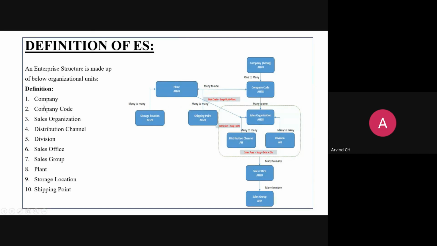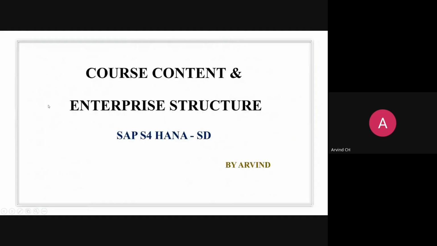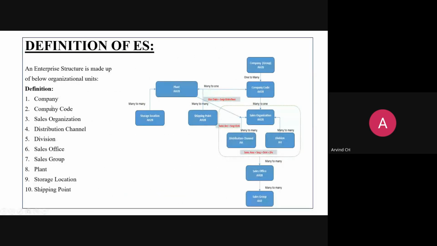So in total we have 10 org units. Company and company code are part of FI, the financial module. Whereas plant and storage location are part of the materials management module. And shipping point is partially an SD module unit, and even a materials management unit. How? Because whenever goods or raw materials are received, you are unloading them. That unloading point is nothing but a shipping point.